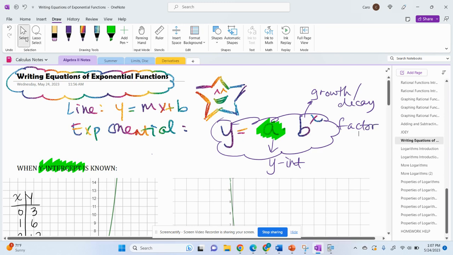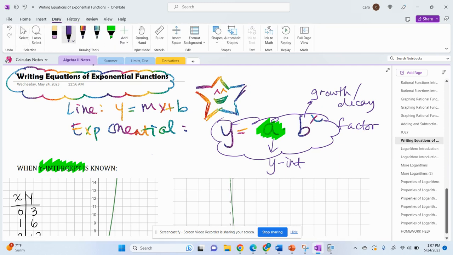All right, so there's not really any notes. It's just examples so you can see the different types that you're going to be seeing tomorrow.